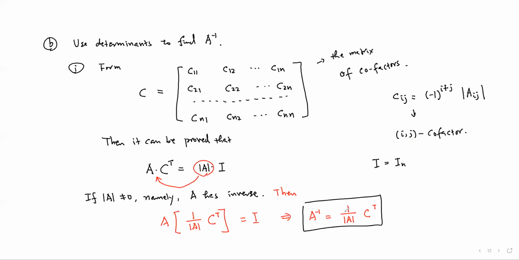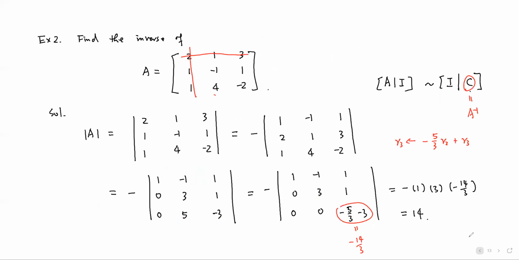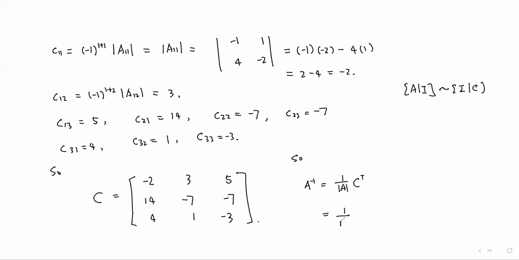Now by the formula, A inverse is equal to 1 over the determinant times C transpose. So the conclusion is A inverse is 1 over the determinant of A times C transpose. The determinant of A, I got it, number 14. So 1/14 times the transpose of C.